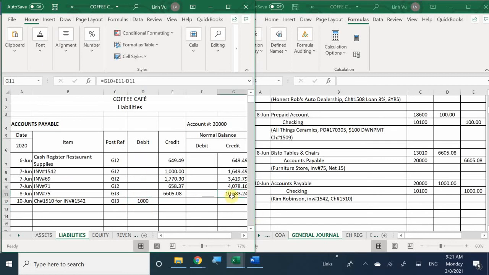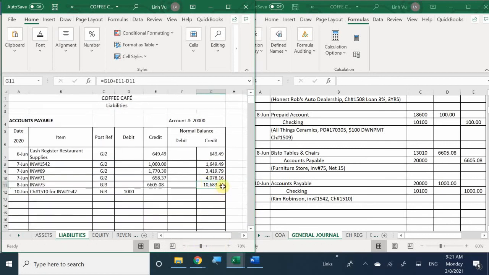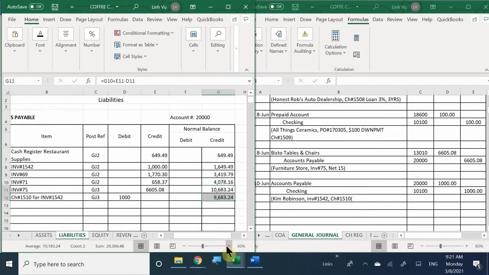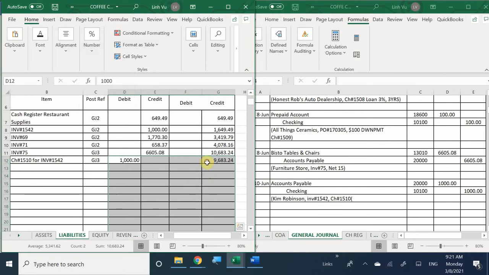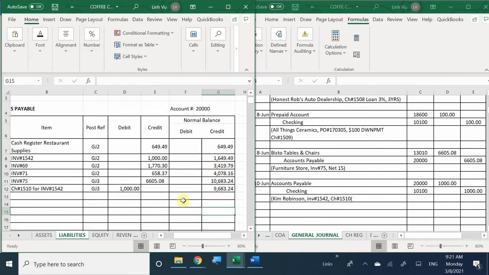So now I've decreased my accounts payable by $1,000. Now I'm down to $9,681.24. All right. I'm gonna format these. Okay, so now I finished that off, right?